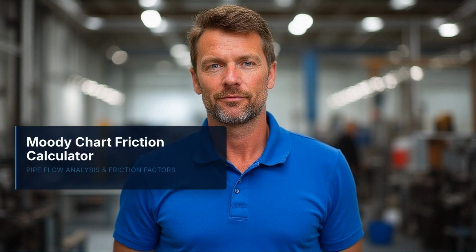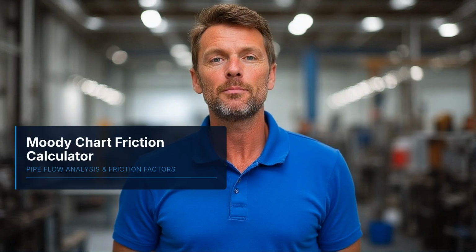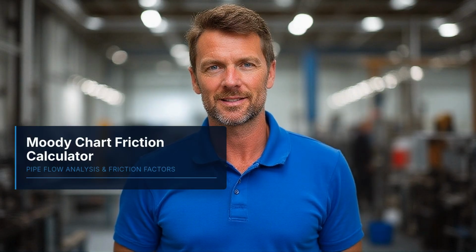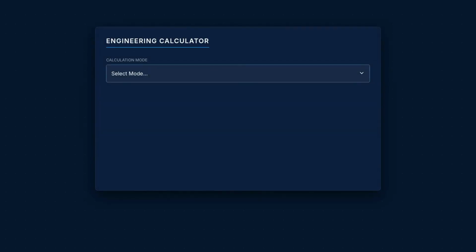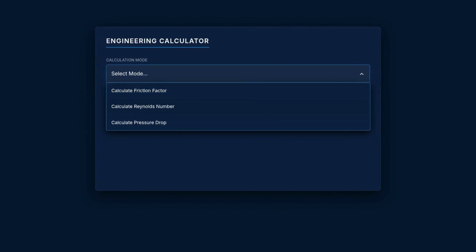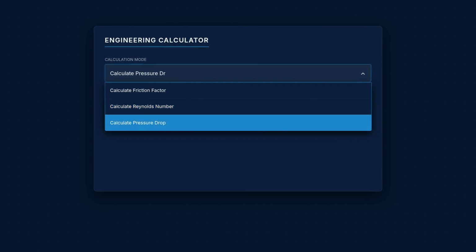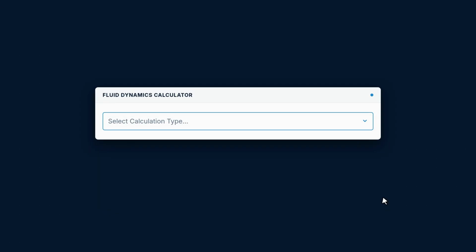Welcome to the Moody Chart Friction Interactive Calculator, which determines friction factors and related parameters for pipe flow analysis. Let's review the inputs. First, select your calculation mode from the drop-down menu. You can calculate friction factor, calculate Reynolds number, calculate pressure drop, calculate flow velocity, calculate pipe diameter, or calculate relative roughness. For this demonstration, we're using calculate friction factor.